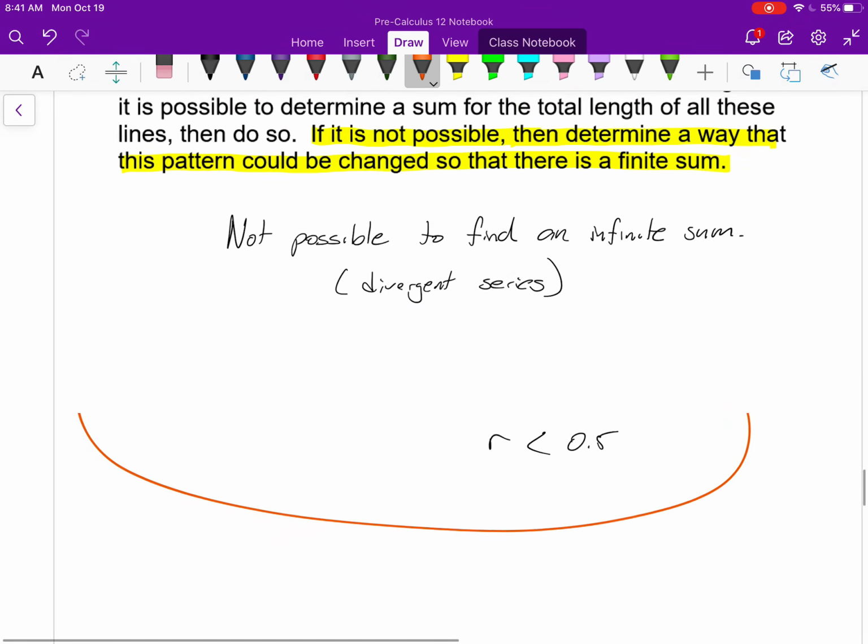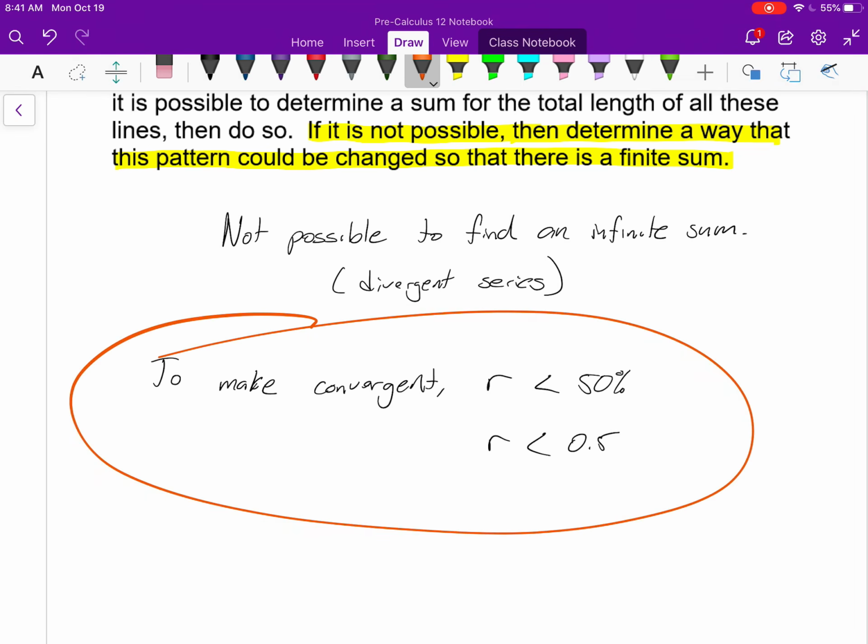All right, so with that said, that ends this first part on geometric sequences and series, which then leads us into exponential functions, which is kind of the same thing. That's it.